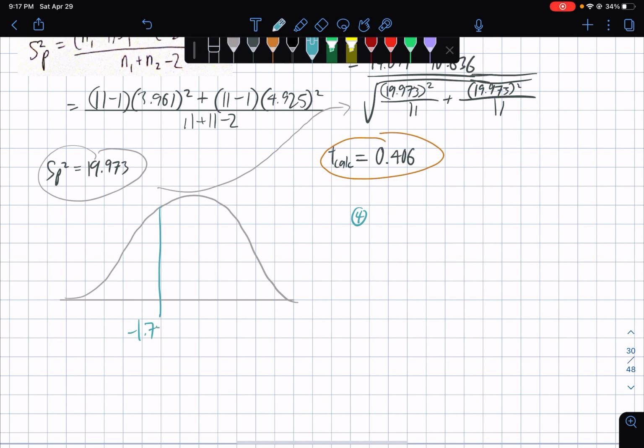S1 is 4.925, squared. S2 is 3.961. And then this is the other way around. Then you'll get negative 1.813, which is located over here in the reject region. Therefore, we reject H0. Damn, I should have checked the answer key first. So reject H0, I can guarantee that this is already correct.